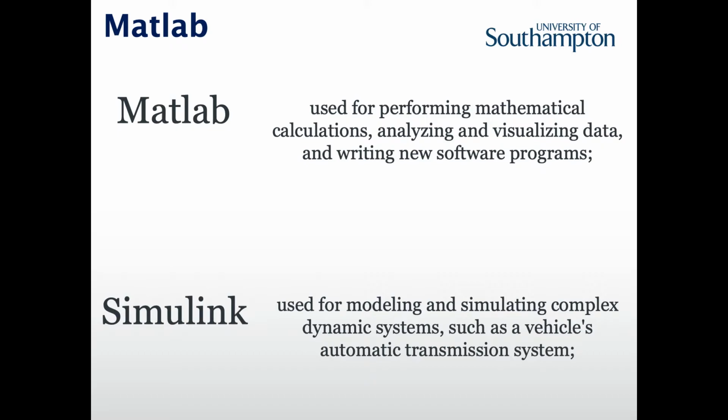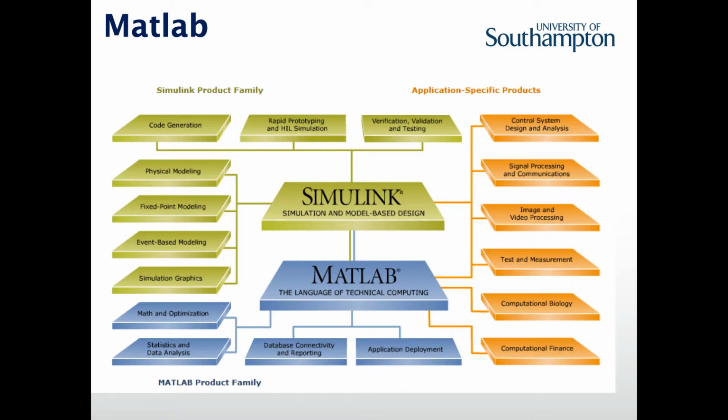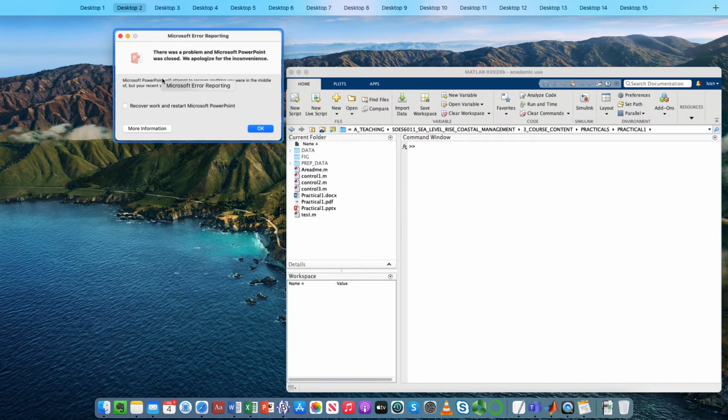So with MATLAB, there's two main pieces of software. There's MATLAB itself, which is more about performing mathematical calculations, visualization, and writing new software, or there's Simulink. Now, I never really use Simulink, but Simulink is used, for example, in modeling applications. And across these two, there's 80 specialized toolboxes. So there's a toolbox for image processing, a toolbox for curve fitting, a toolbox for finances. MATLAB and Simulink sit in the middle, and around them are all of these tools.